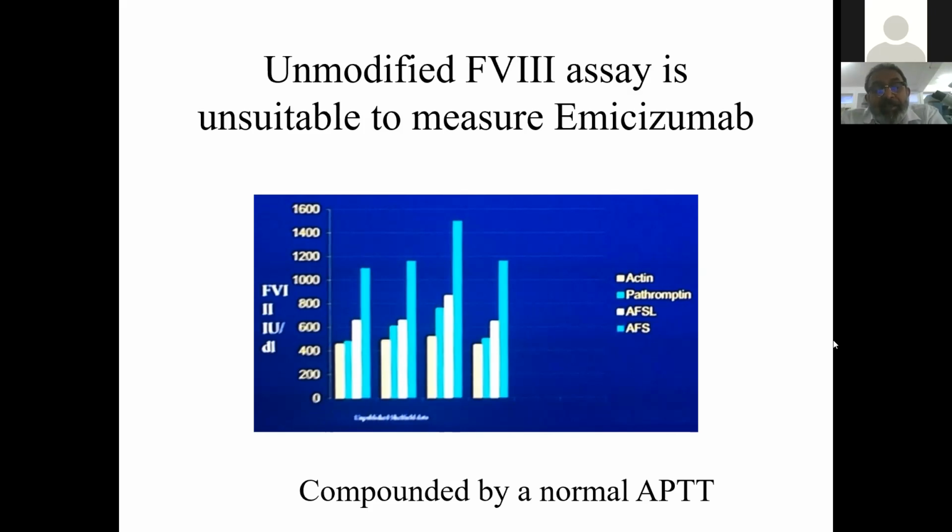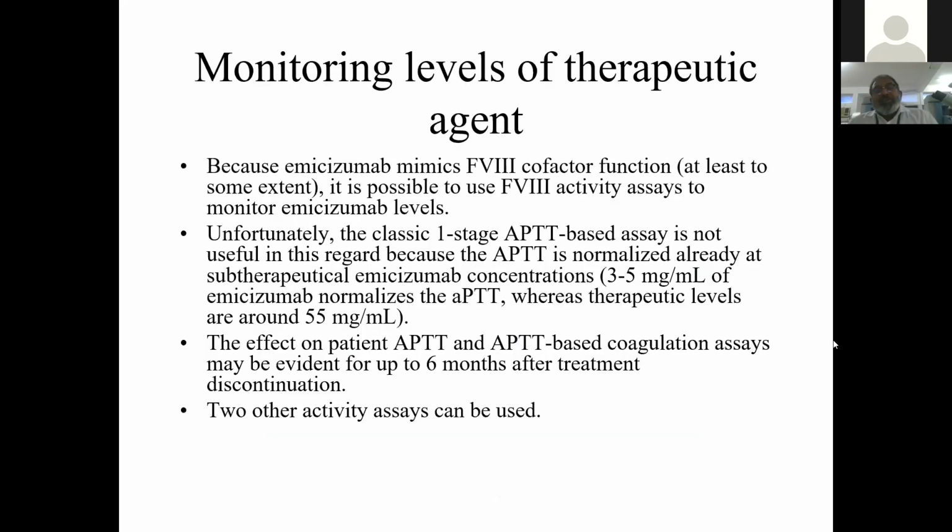And interestingly, it is compounded by a normal APTT. All these patients, when you do an APTT, it's not abnormal, it's normal. So monitoring levels of this therapeutic agent, because it mimics factor VIII cofactor function, it's possible to use factor VIII activity assay to monitor emicizumab, which we realize now it's not possible. So unfortunately, it is not possible.